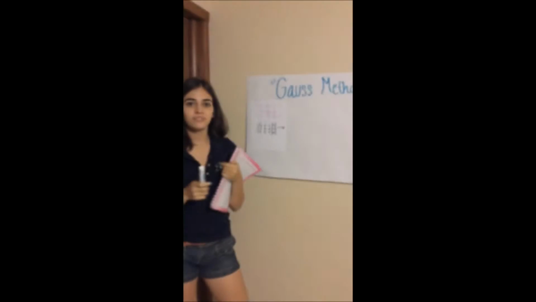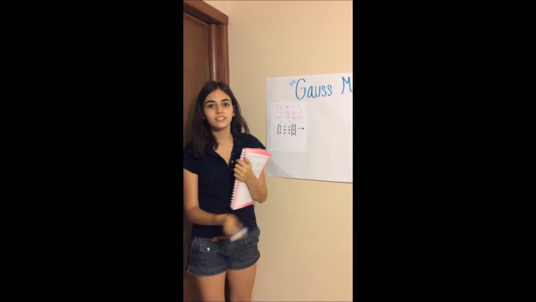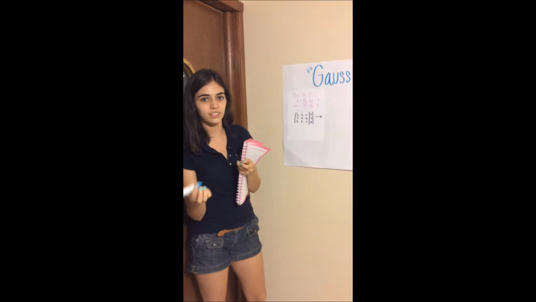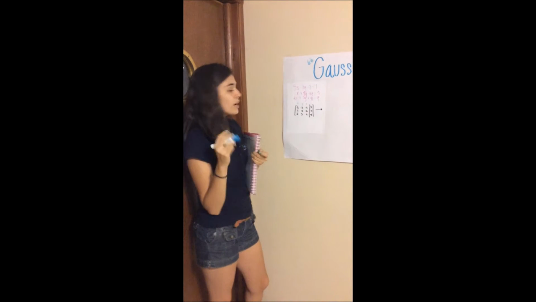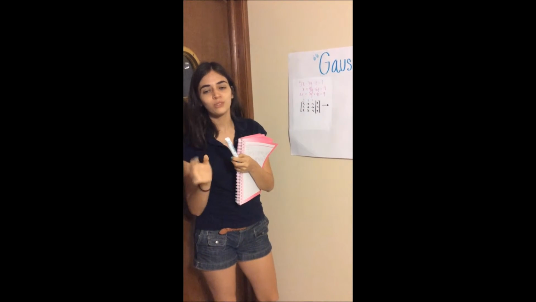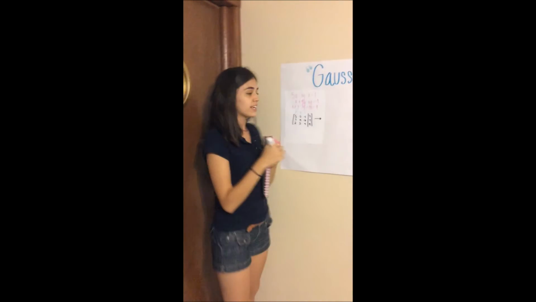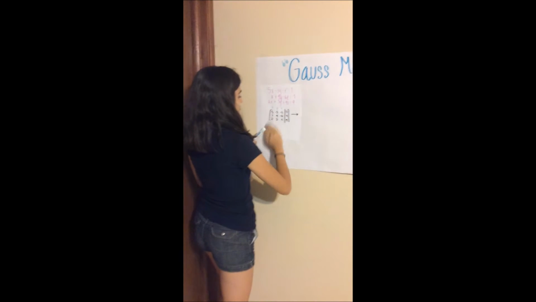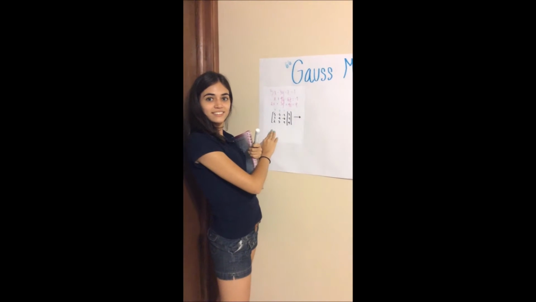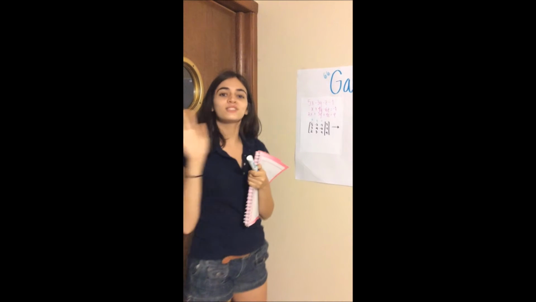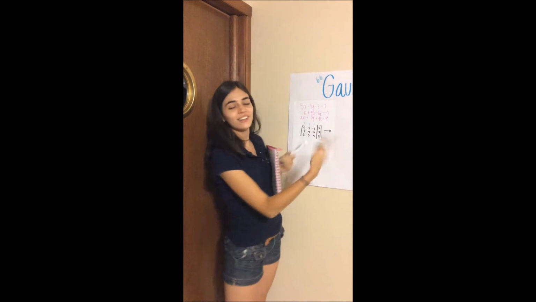Now the final subtopic is Gauss. In this you have the unknowns, and in the matrix you have to put the numbers of the unknowns. The point of this is to have ones in the main diagonal, and zeros below the diagonal. And to do this, you have to do a lot of things.